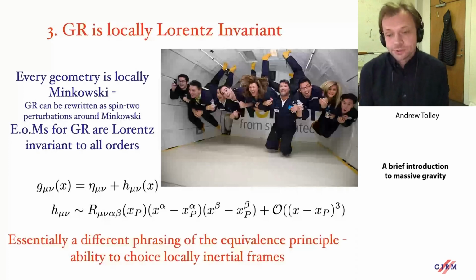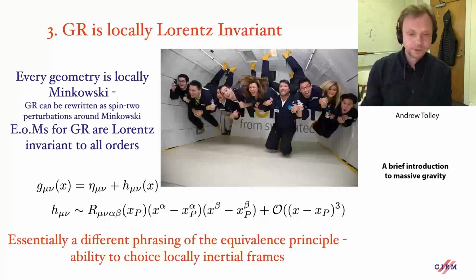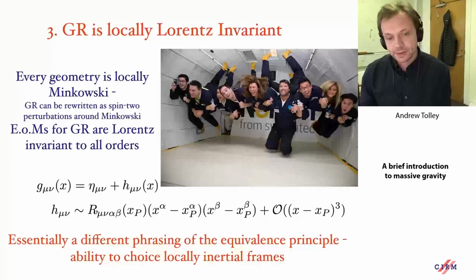the system in which, at leading order, you don't think you're in a gravitational field. You think you're in flat space. Of course, if you go far enough away from that point, you start to recognize you're in a curved space-time, and how far you have to go is given roughly by 1 over the square root of the curvature. So it's the curvature radius.